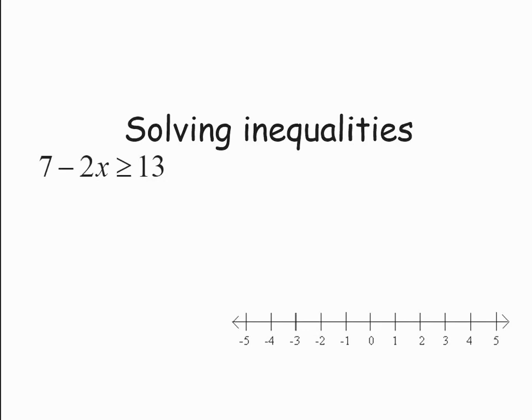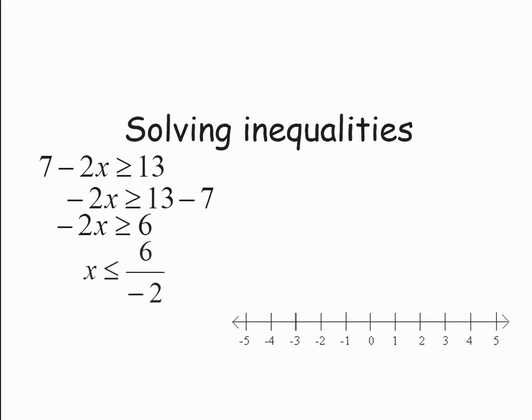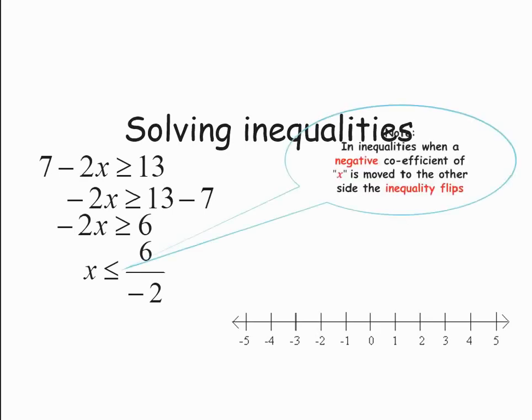The question says 7 minus 2x greater than or equal to 13. I'm going to collect like terms by moving 7 across to the other side. I'll be left with minus 2x greater than or equal to 13 minus 7. If you do that operation, 13 minus 7, you are left with 6 on the right hand side, and on the left hand side you are left with minus 2x greater than or equal to 6. So let's see. I'm going to divide both sides by minus 2. If you divide minus 2x by minus 2, you get x. And 6 divided by minus 2 will give us minus 3.